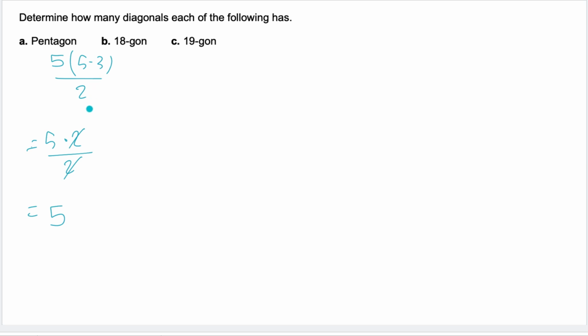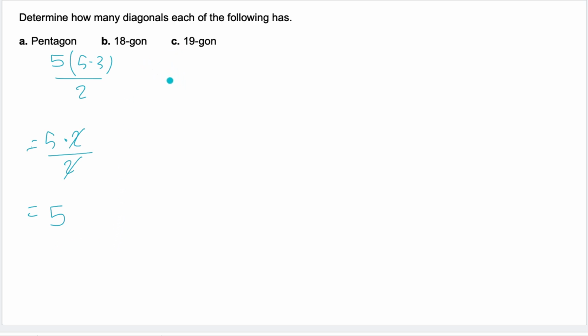Okay, but no matter what you do in this calculation, you need to have a whole number. You're not going to have any decimal number there. If you get a decimal number, that is wrong because you need to get the number of diagonals. You cannot have 2.5 diagonals.